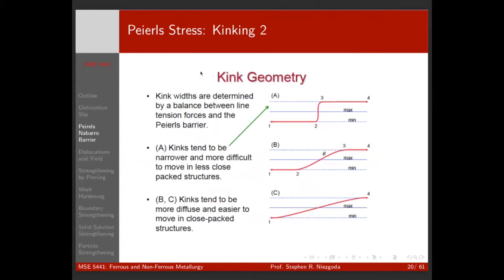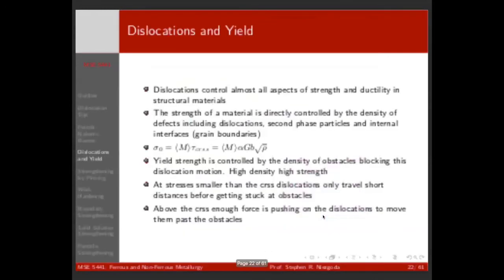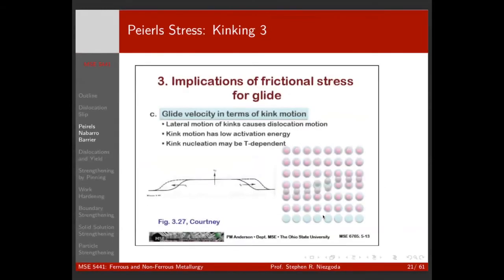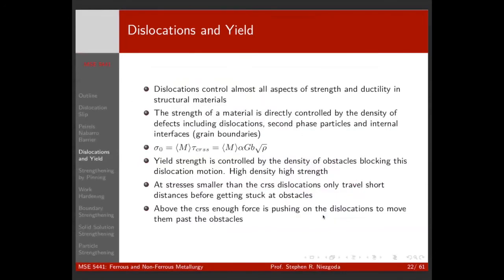And the nature of this kink width is a function of the Peierls stress and the line tension of the dislocation. And like the dislocation width, the wider the kink here, the easier it is to move. Okay. So we're making progress through this. So that's sort of individual dislocation stuff.